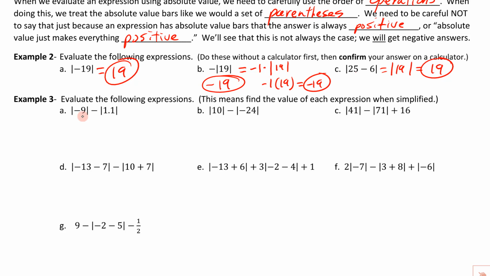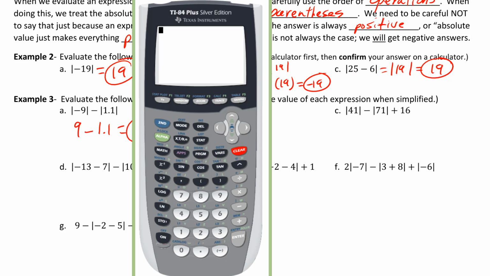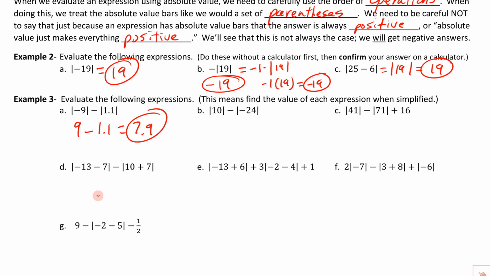So we have the absolute value of -9 minus the absolute value of 1.1. So this is going to be the absolute value of -9, which is 9, minus the absolute value of 1.1. Okay, now 9 minus 1.1 is 7.9. If we want to double check on the calculator, we've got 9 minus 1.1 and hit enter. We got 7.9, so we're in good shape there.